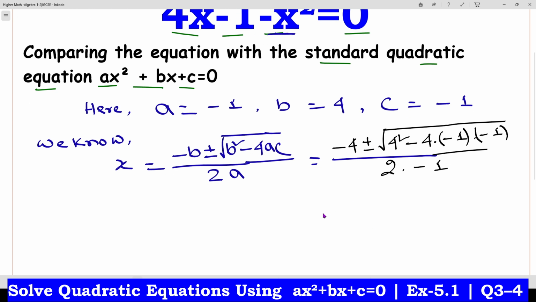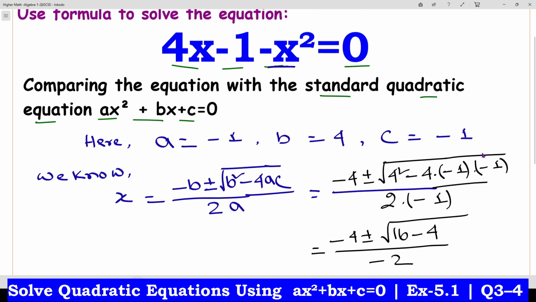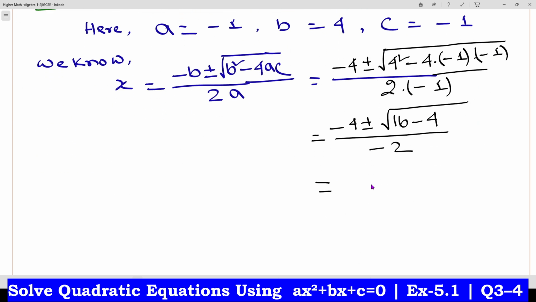Okay, so after calculation we will get here minus 4 plus minus root over 4 square means 16. Here minus times minus, it means minus 4 times 1 times 1, it will be 4, and 2 times minus 1, it will be minus 2, right? Next, here is minus 4 plus minus root over 16 minus 4, what? 16 minus 4 is 12. Okay, 12, and here is minus 2.